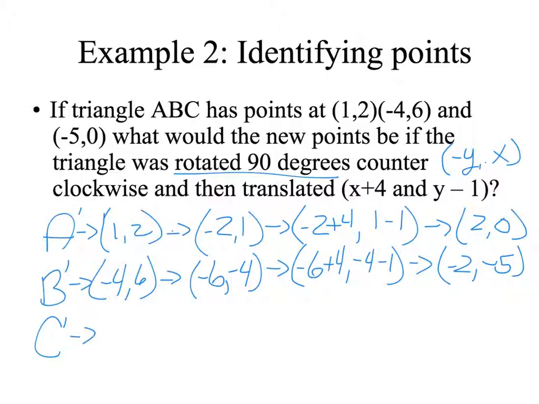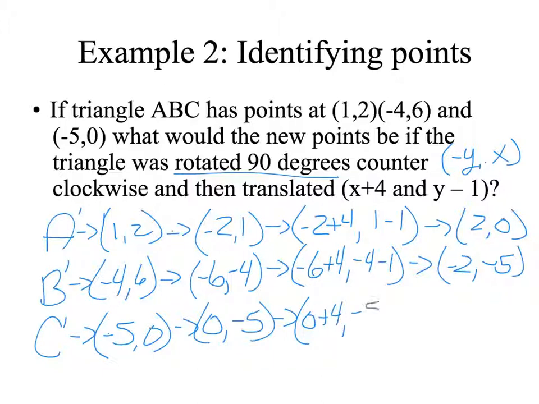C prime is going to go from negative 5, 0, and it's going to go to 0, negative 5. Translate it, so 0 plus 4 and negative 5 minus 1. And that's going to take us to 4, negative 6.